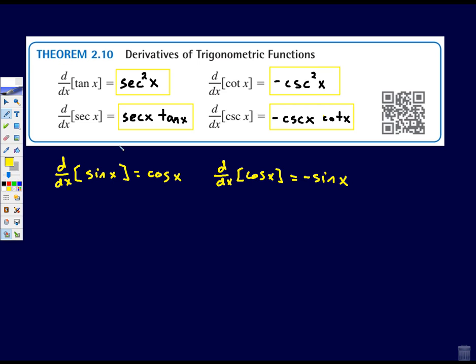There's going to be a second video now where we'll practice using these differentiation rules a little bit.